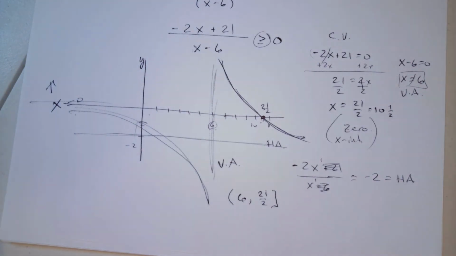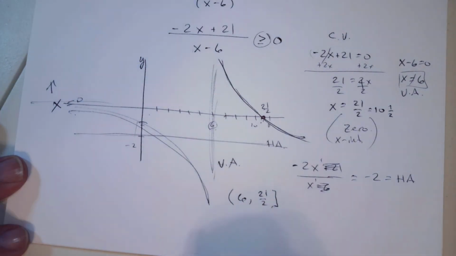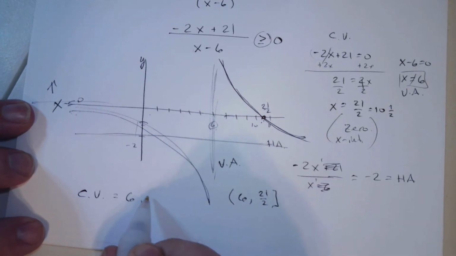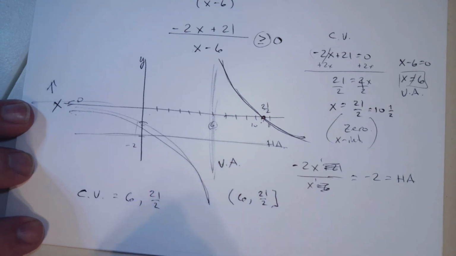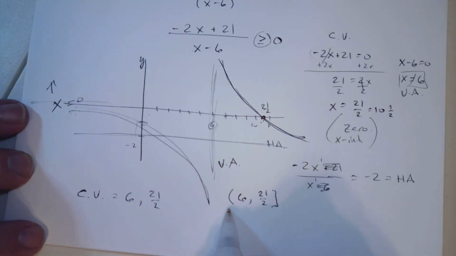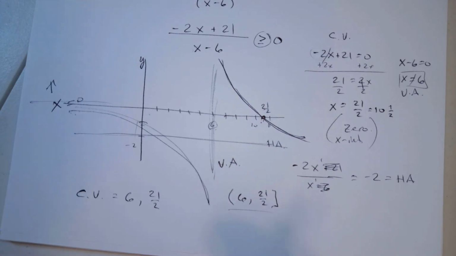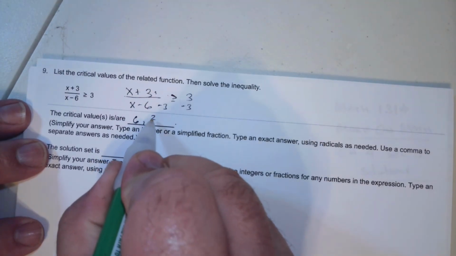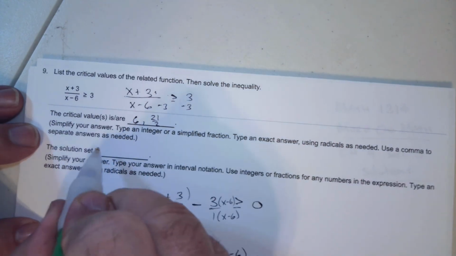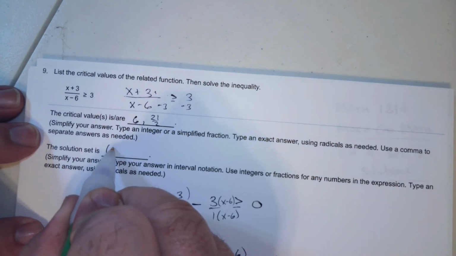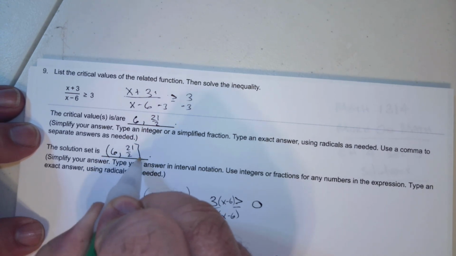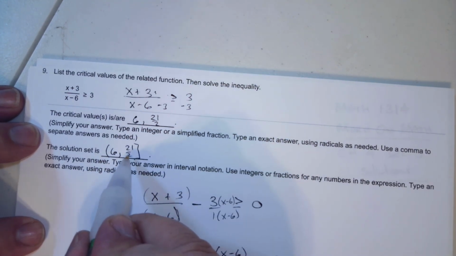All right. So those are my solutions. My critical values are at 6 and 21 over 2. My solution interval. So the critical values are at 6 and 21 over 2, and the solution set is from 6 to 21 over 2. And since that's my intercept, I can include that.